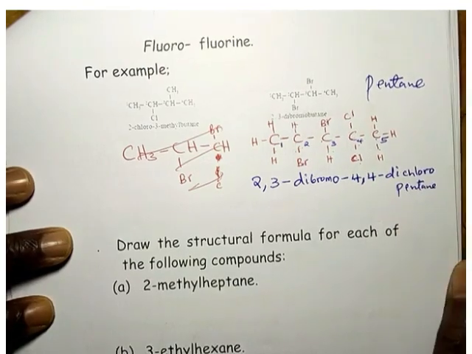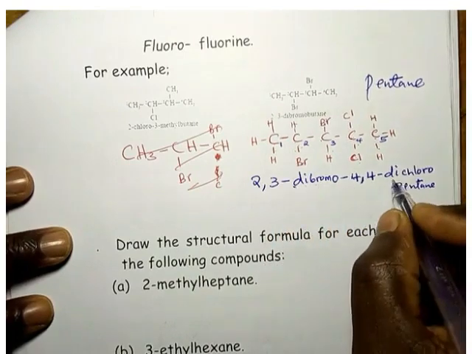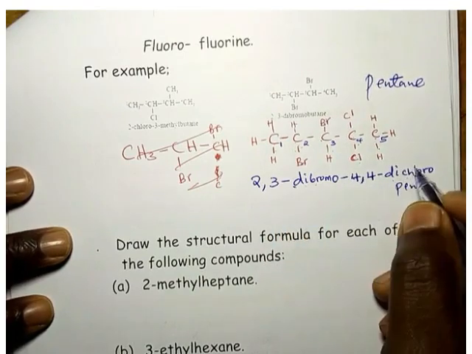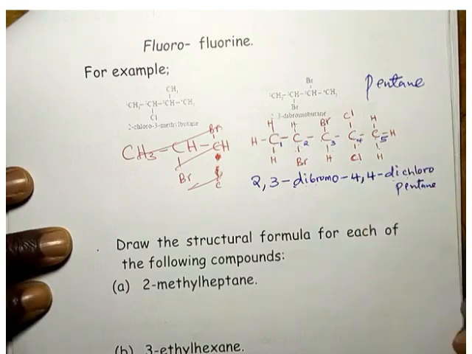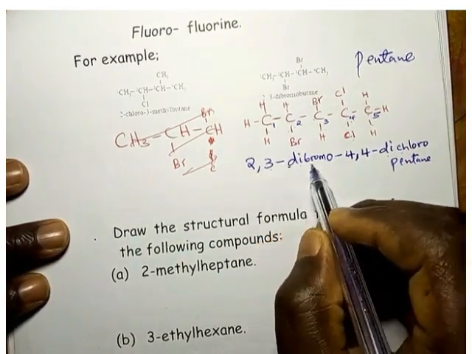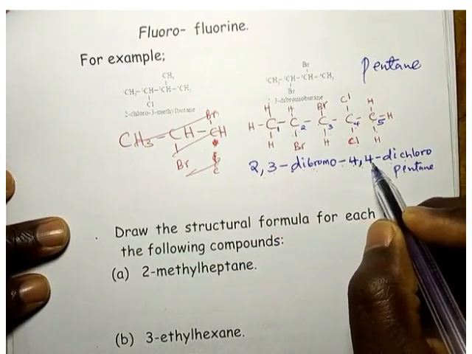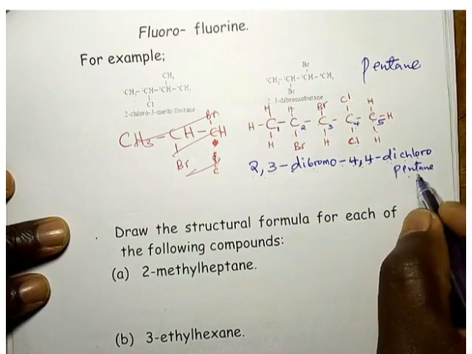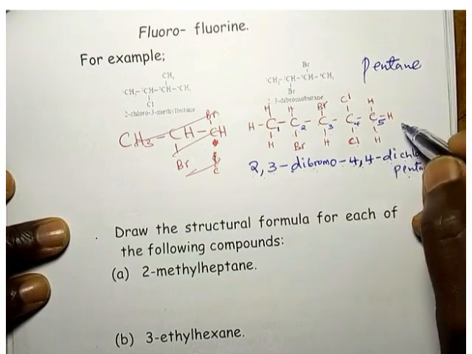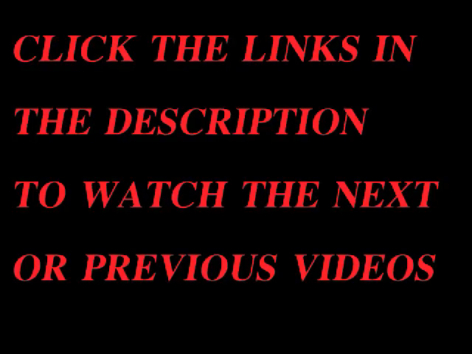So you realize this is starting with dibromo and then dichloro. So this one, it won't matter which one will start. It is just fine. So the name is 2,3-dibromo-4,4-dichloropentane. That is the correct name for this organic compound.